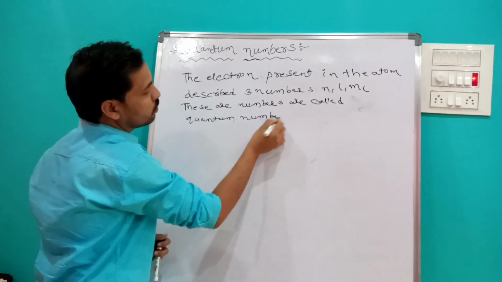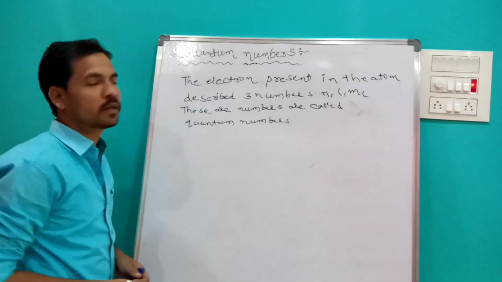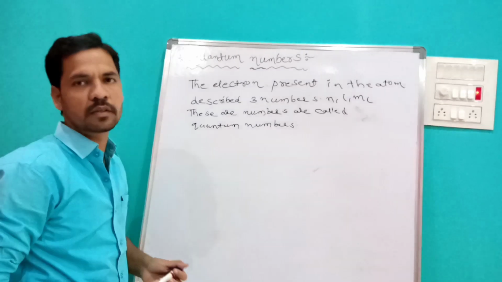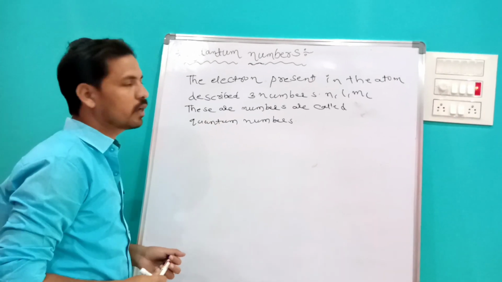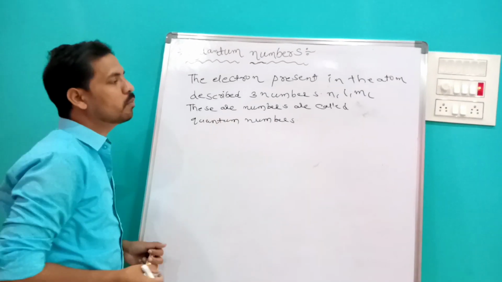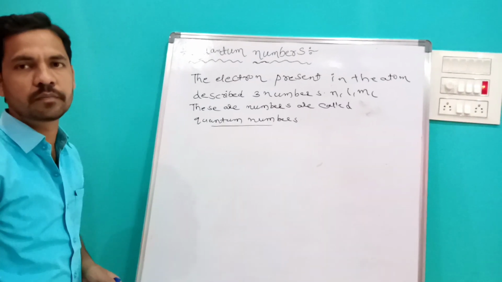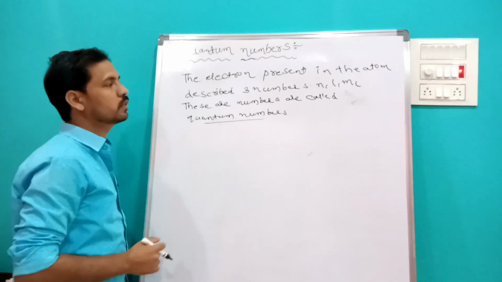So what are the quantum numbers? The electron present in the atom is described by three numbers, N, L and Ml. These numbers are called the quantum numbers.